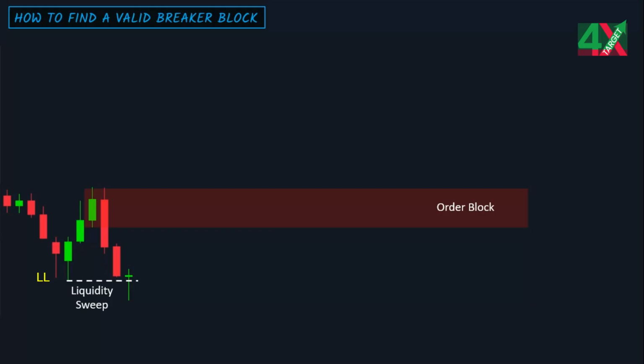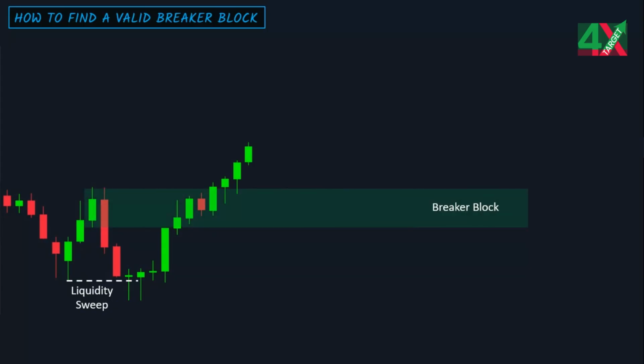Once liquidity has been taken, the next condition is a decisive break through the order block itself. A valid breaker requires a clear candle that closes beyond the order block. Wick rejections are not enough, you need a full body close to confirm that order flow has shifted.